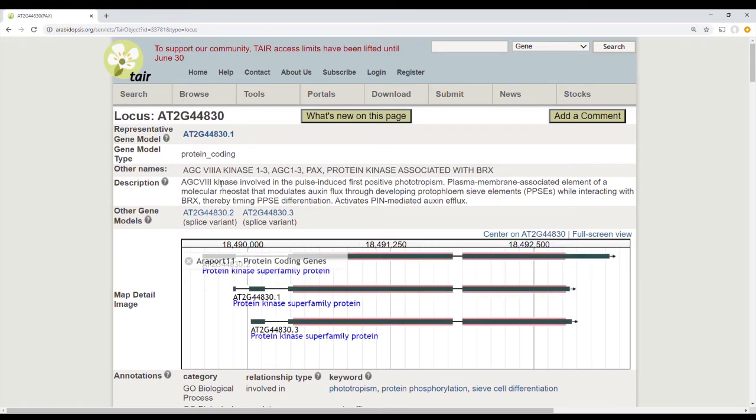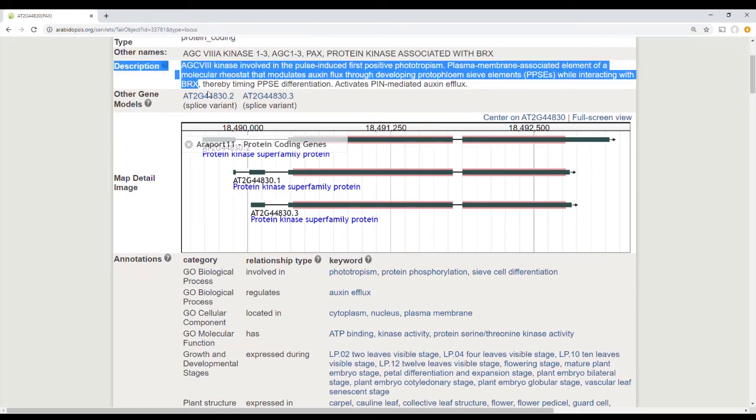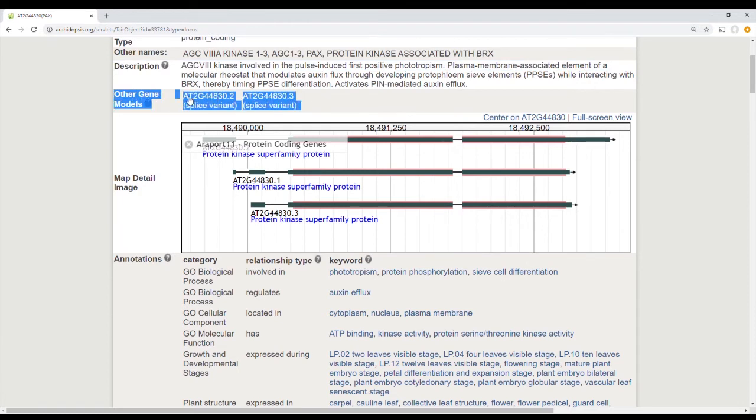Now, a kinase is something that you're familiar with, having taken Chem 4375 or 3375. It's a protein that will phosphorylate another protein with the help of ATP. Now, if you look below the description, you'll see other gene models. And it gives me AT2G44830.2 and .3 respectively. These are different splice variants.